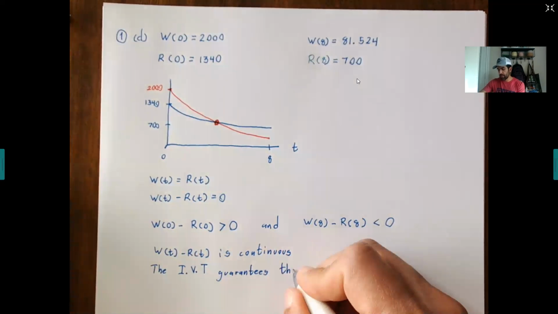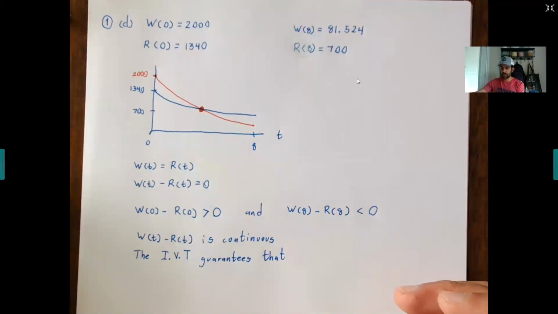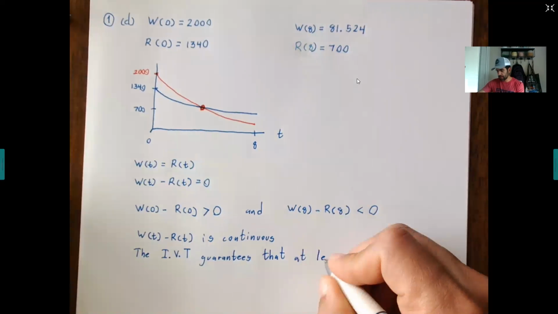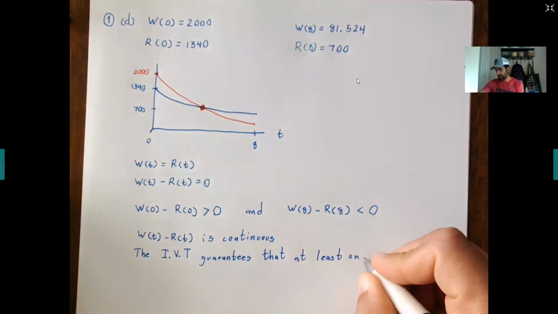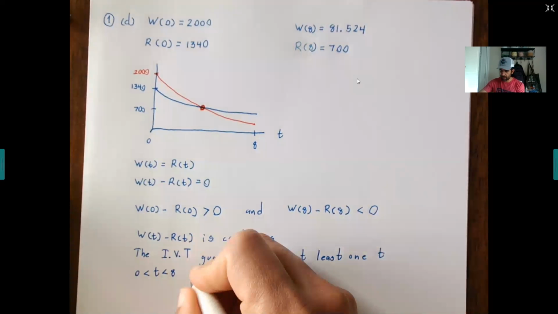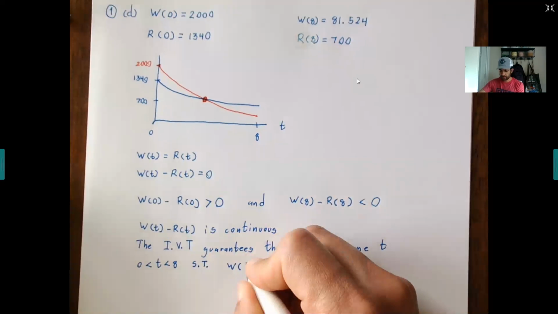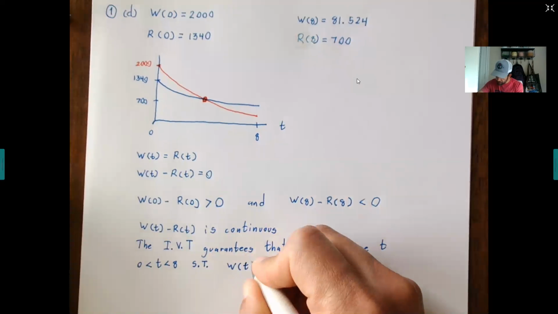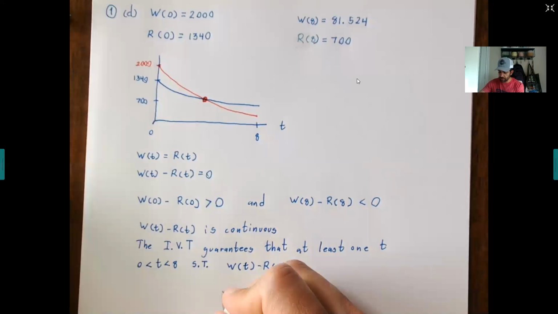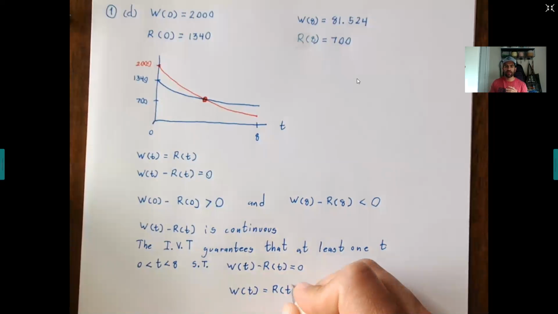and then at that point you're just writing down what the intermediate value theorem states, which guarantees at least one time t between 0 and 8, such that w of t minus r of t is equal to 0, which basically implies that w of t is equal to r of t.